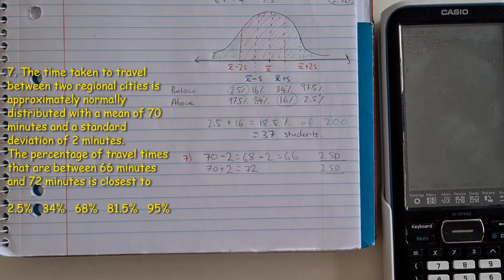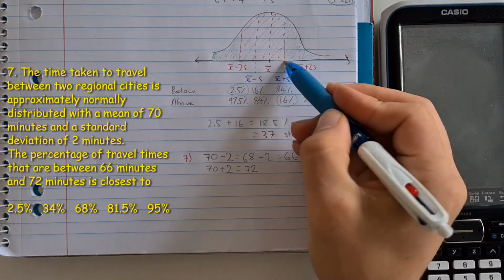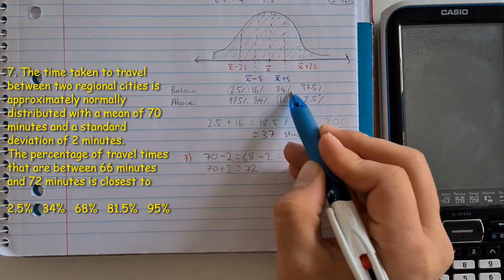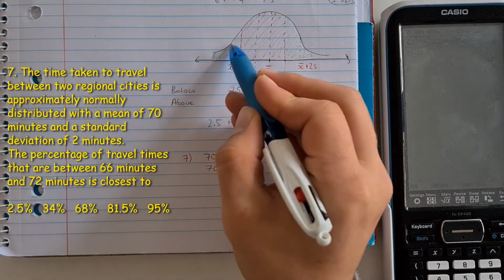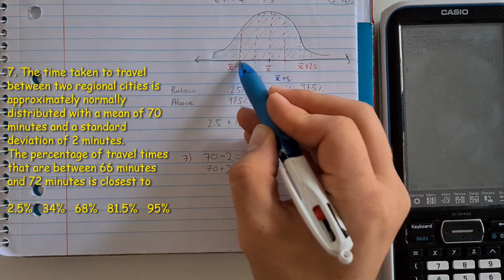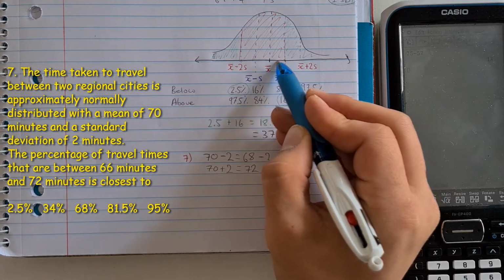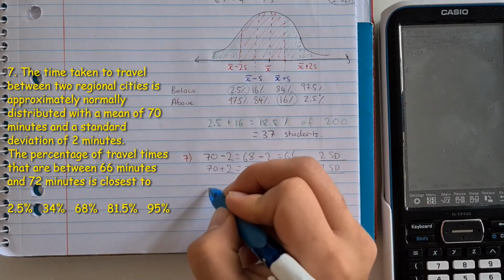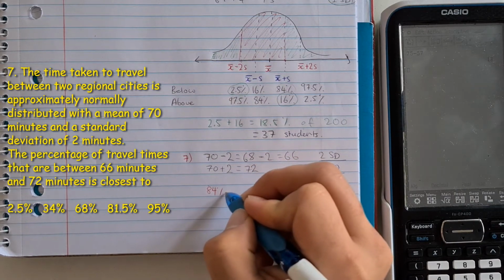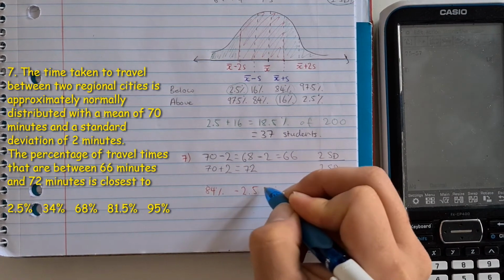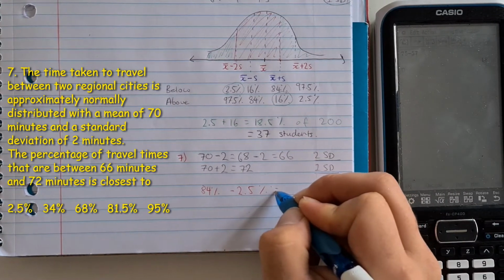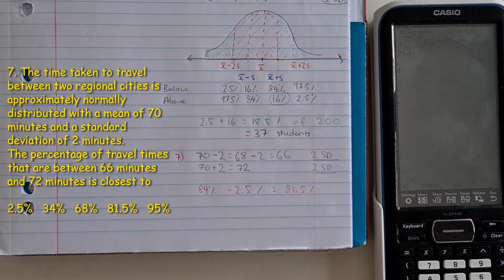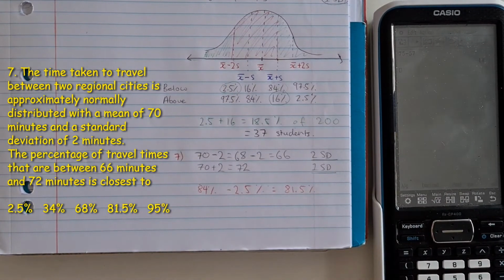One way we could do it is we could look at this point here and say, okay, everything below this point is 84%. But we don't actually care about this green bit. We only want this bit here. So we could say 84% minus this 2.5%. So 84% minus the 2.5%. And that will equal 81.5% of the data lies between these 2 points.